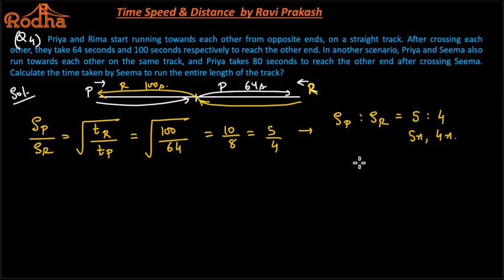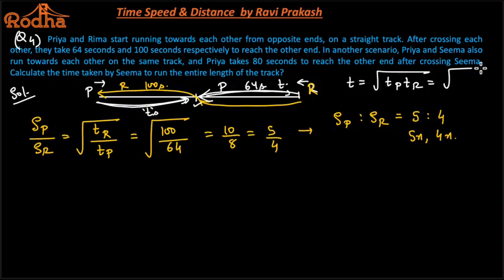Now what is the time? I can also calculate t here. What is t basically? Priya will take t seconds to reach from this point to this point, and Rima will take t seconds from this point to this point here. So what is the value of t, guys? T is equal to under root TP times TR, that is equal to under root 100 into 64, that is equal to 10 into 8, 80 seconds, right?